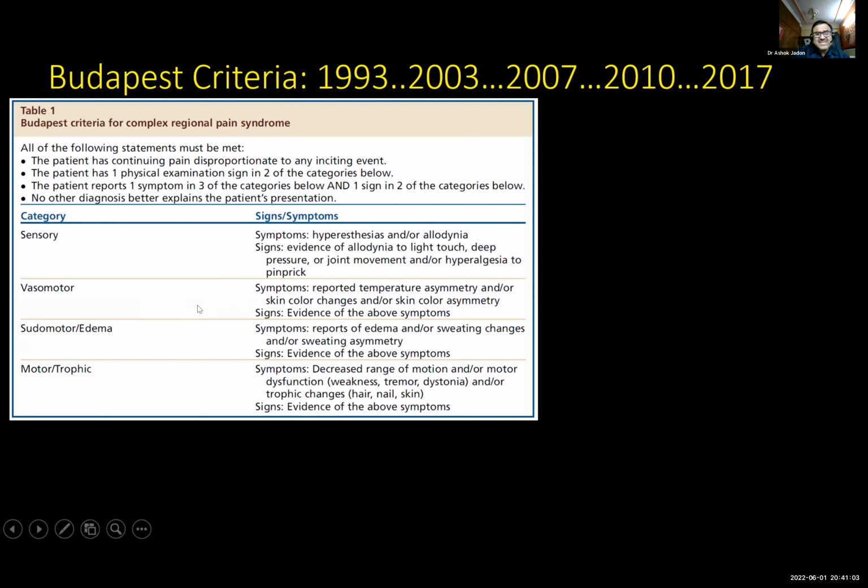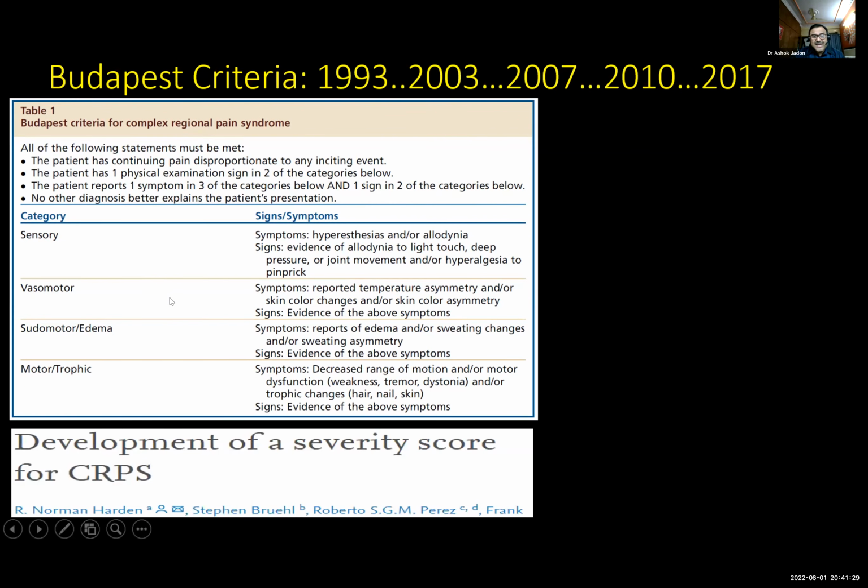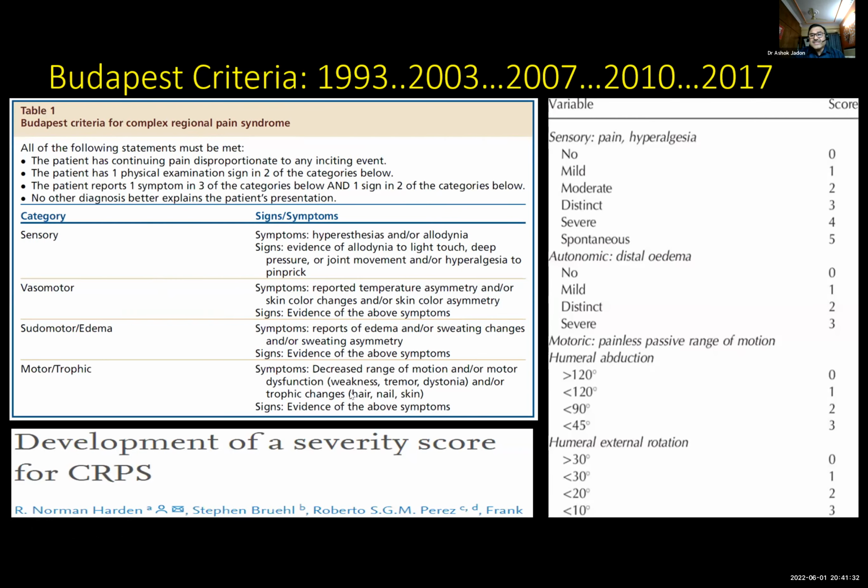But what is the problem with this scale? It is a dichotomous scale. It only tells whether the patient is suffering from CRPS or not. So it doesn't help you to communicate with your colleagues what severity your patients are suffering. It also doesn't help to plan the treatment and discuss the plan, or whether the patient is really responding to the treatment or not. So to overcome this obstacle, Harden came up with a 17-point score, the Harden score, which helps to quantify the disease. And we can also see, in the perspective of the treatment, how the patient is behaving.